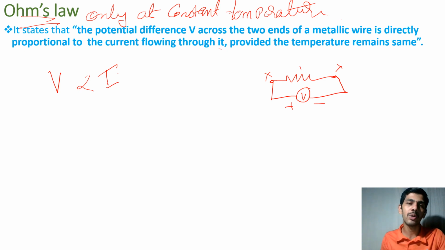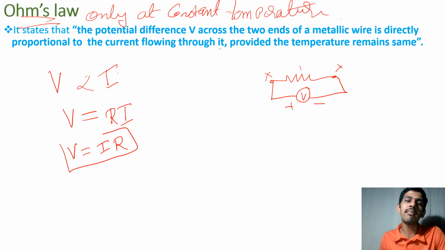So V is directly proportional to I. In order to convert this proportionality equation into an equation, we have to incorporate a constant called the proportionality constant, so that I can change this proportionality sign into an equation sign, that is V is equal to some proportionality constant R into I. Or I can write V is equal to I into R. This is the relation between V and I. V is the potential difference and I is the current flowing through the circuit.